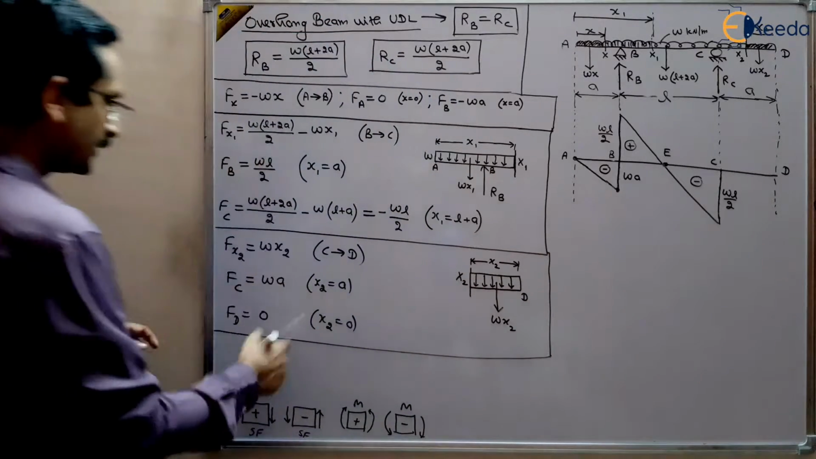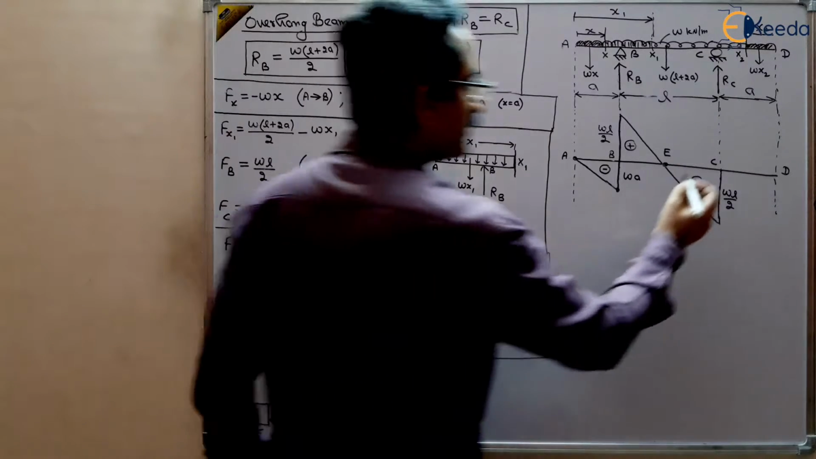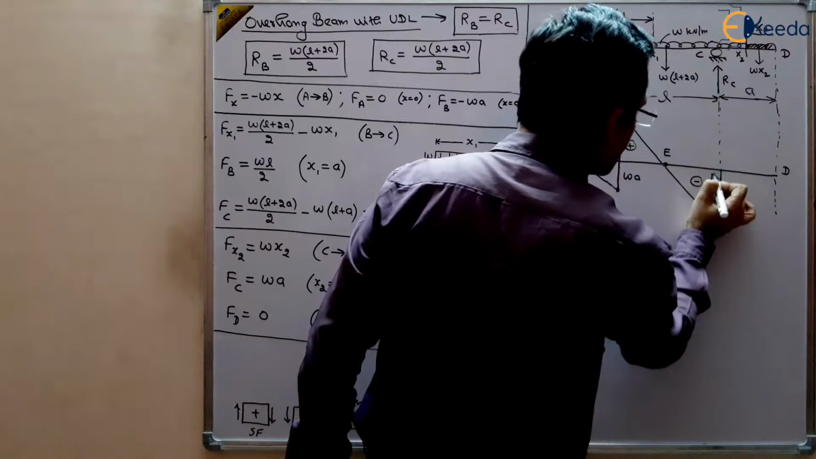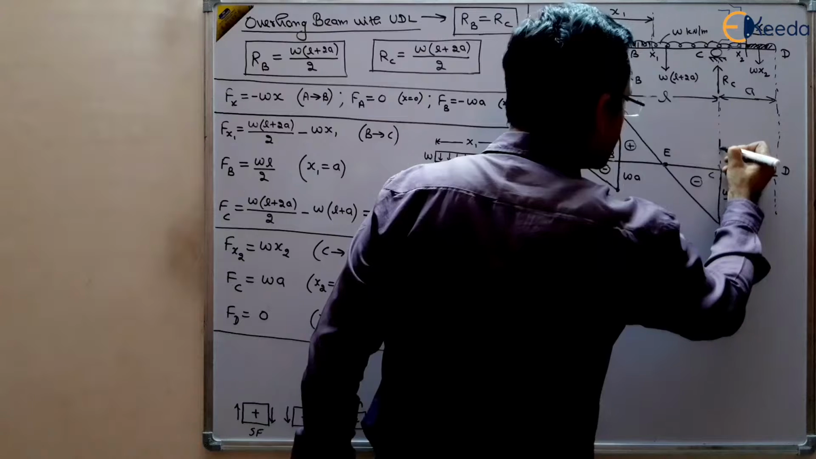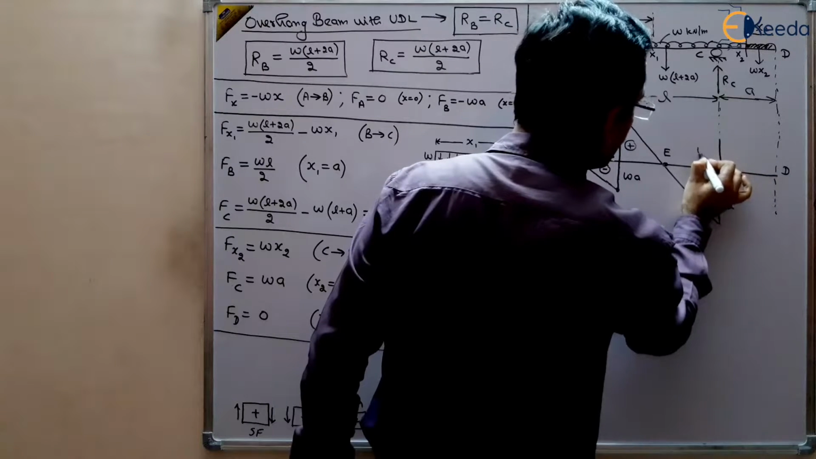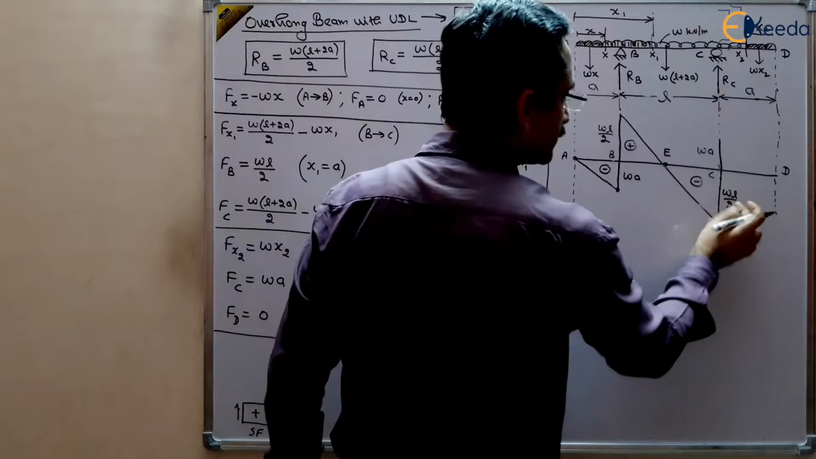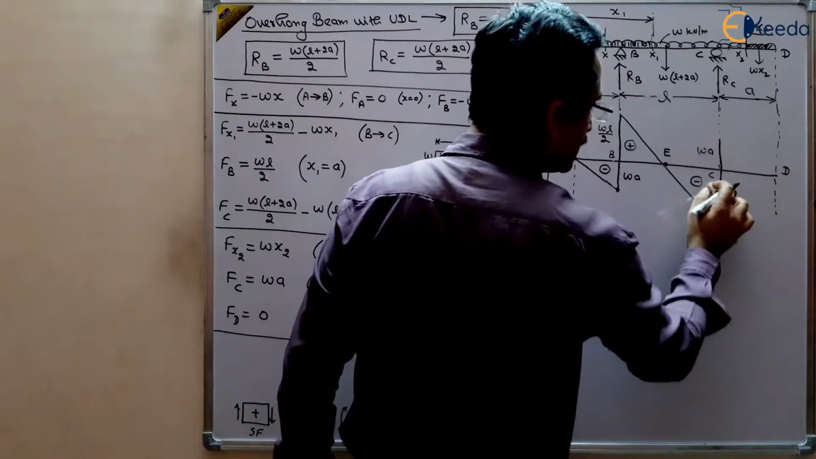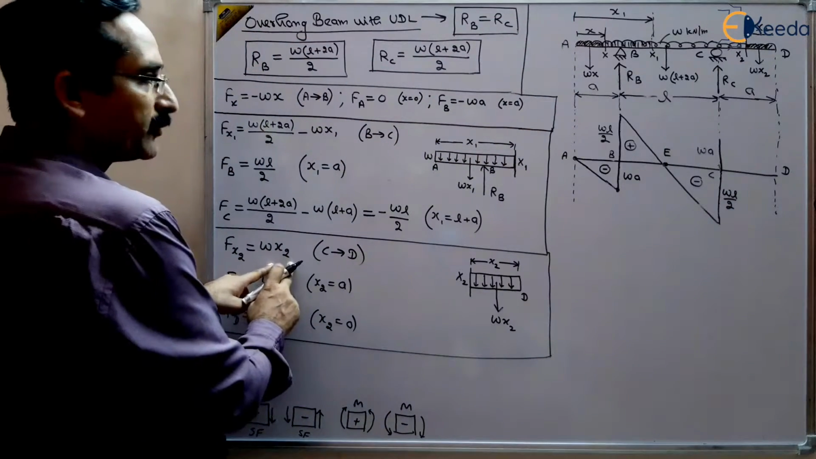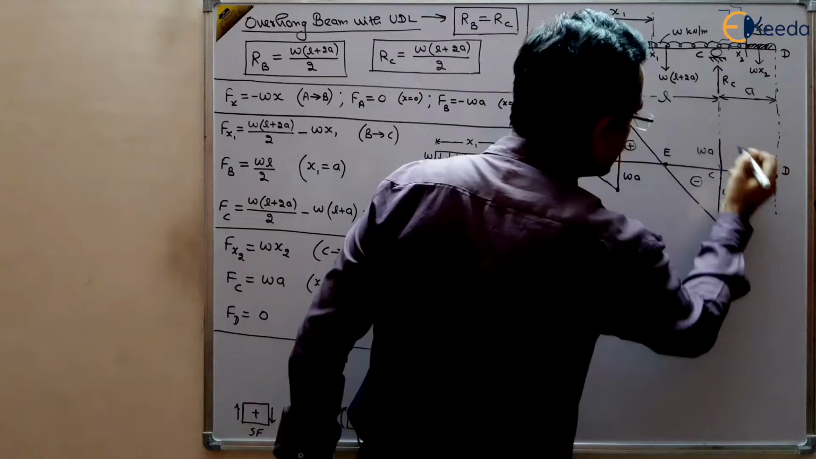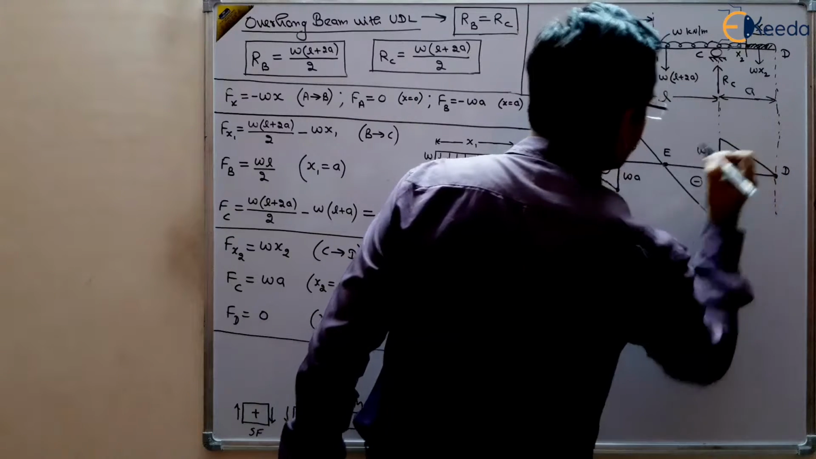Now we can draw. This is a straight line, and FC is WA positive. So you can take here, this is WA. So there is abrupt change. To the left of the section, the force is WL by 2. To just right of the C, the force is WA. And FD is 0, and there is a straight line between them, this line, right? And this is positive.